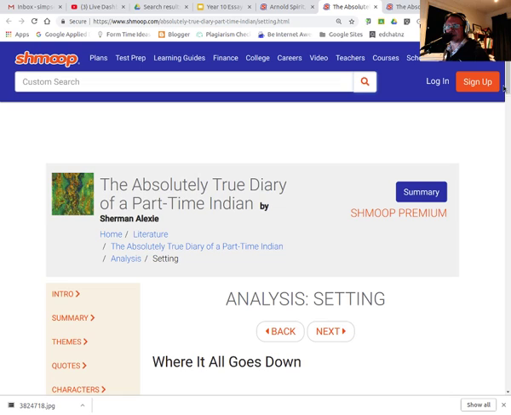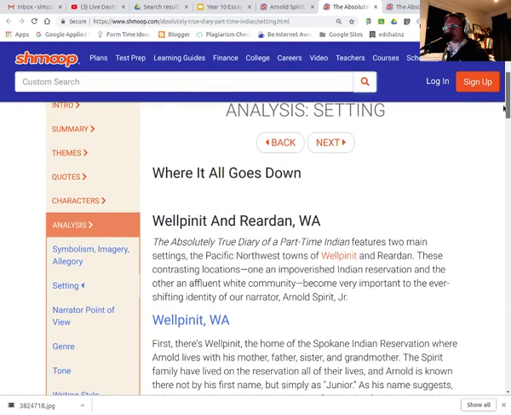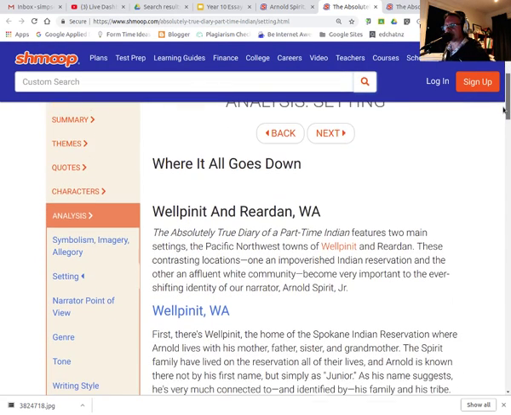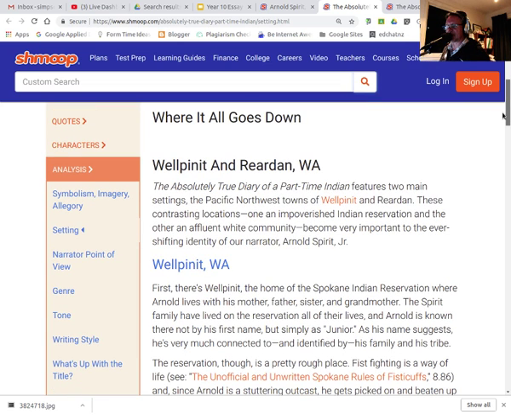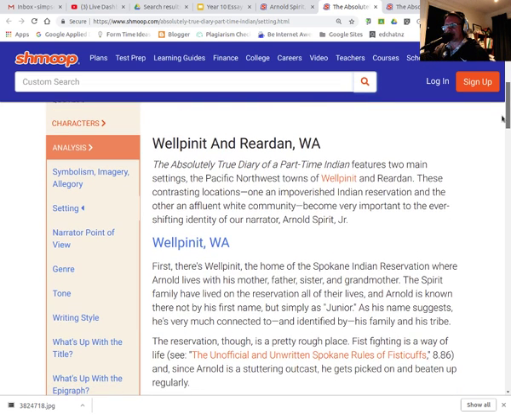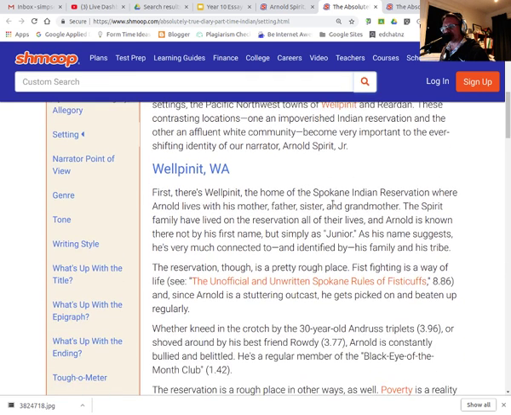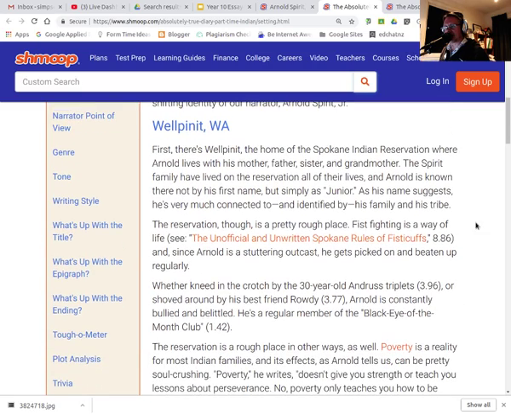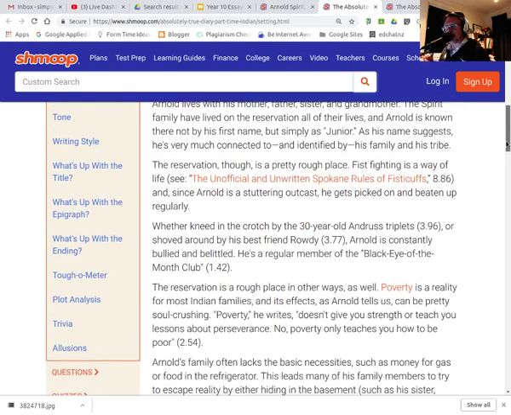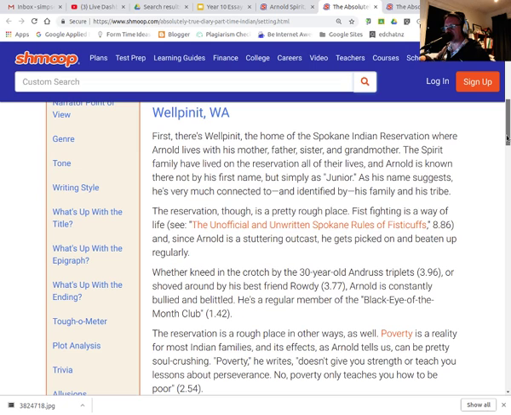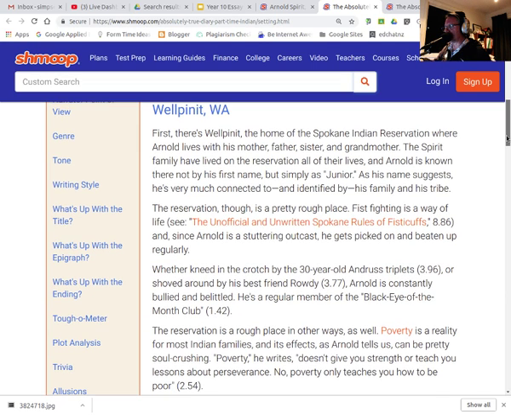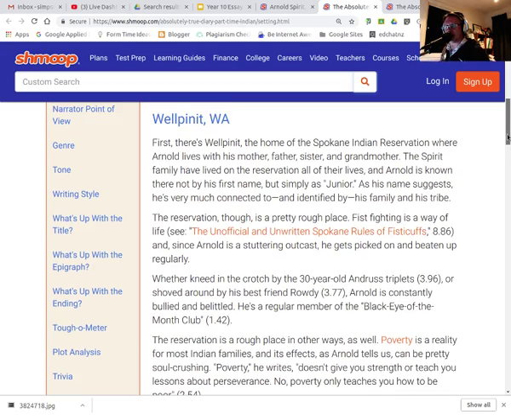And what else? The second last one was the setting. They've done a little bit of analysis of the setting, and I would be reviewing some of these and looking at what other people say. It takes place in a couple of places, Wellpinit and Reardon. Wellpinit is where the Spokane Indian Reservation is and where Arnold lives with his mother. And so this is a good one if you're thinking of attacking the question on the setting. So yeah, this is really great if you're going to look at the setting.